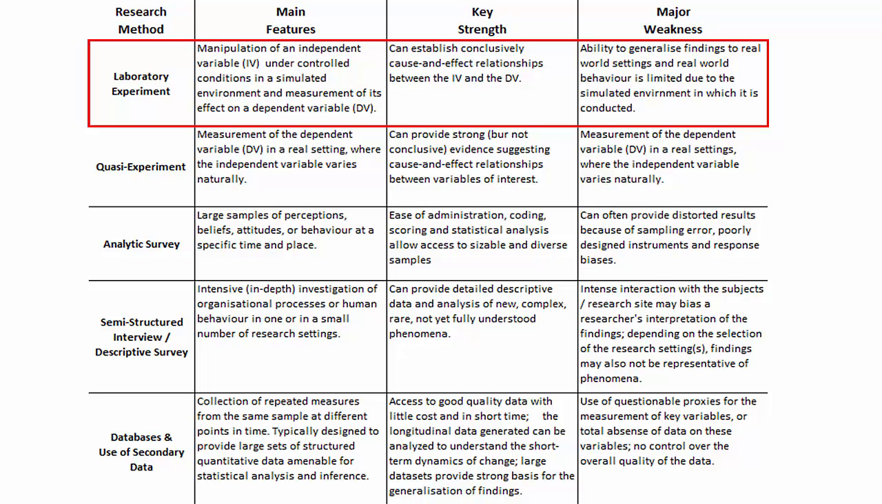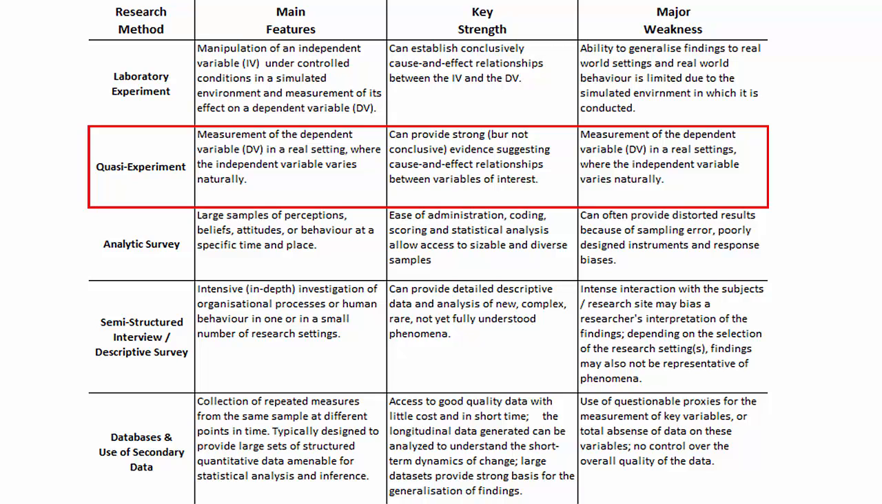The key strength is that it can establish conclusively cause and effect relationships between the two types of variables. And indeed, many of us believe this should be the ultimate aim of any research, to shed understanding over causes for any particular effect we may be able to observe. However, most research is indeed not done through lab experiments because real-world behavior is difficult to be observed through a simulated environment and controlled conditions.